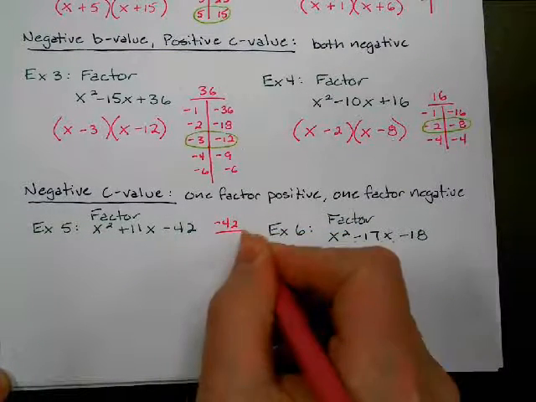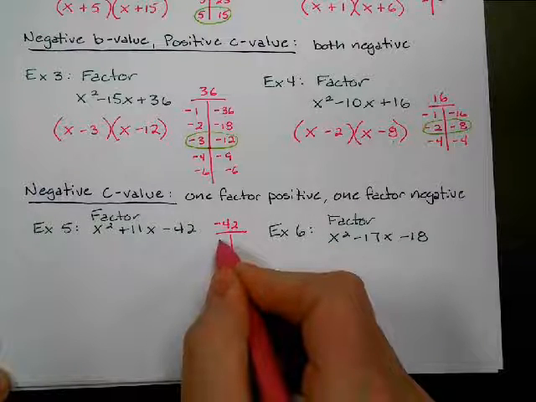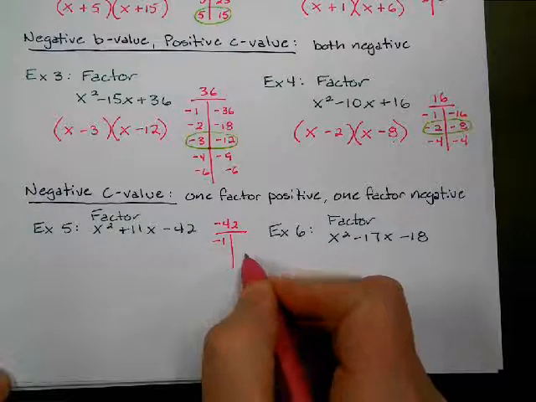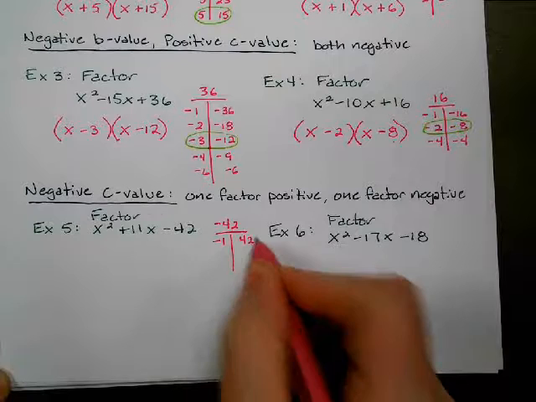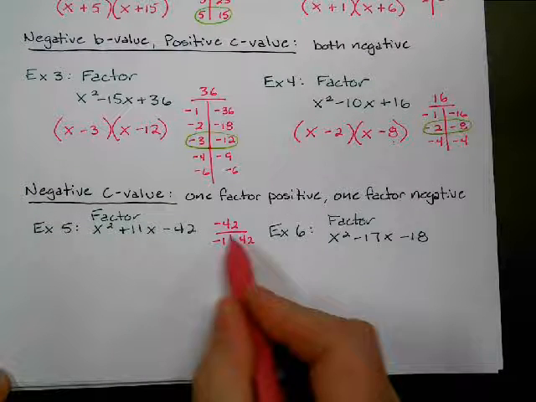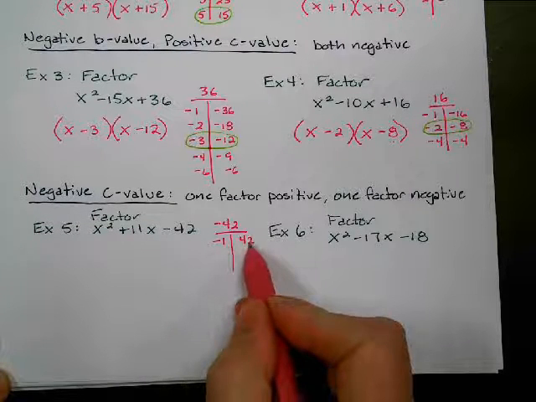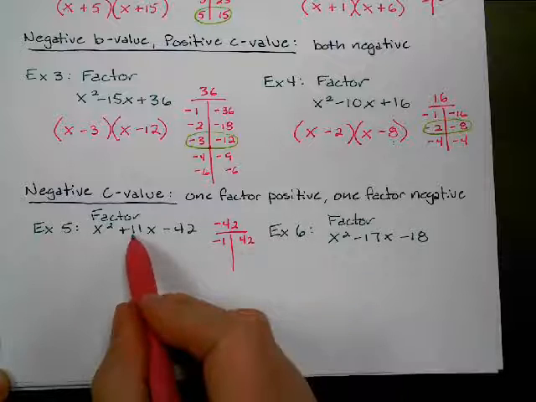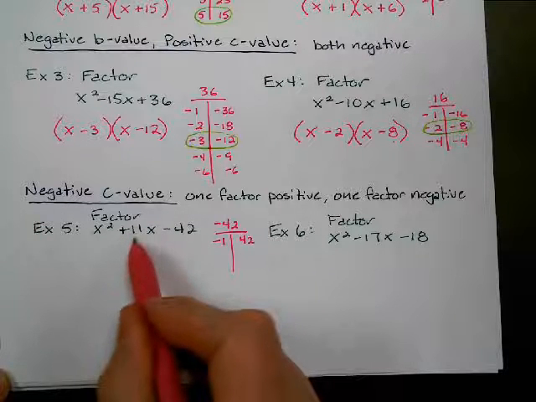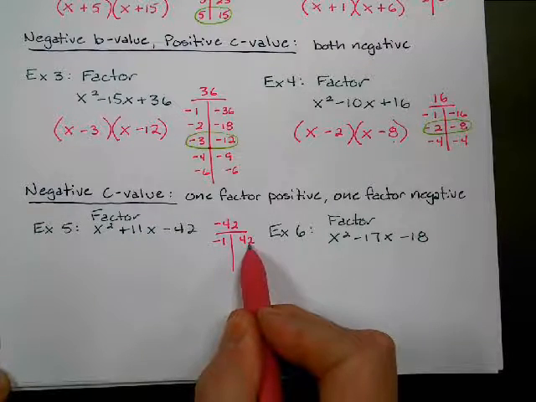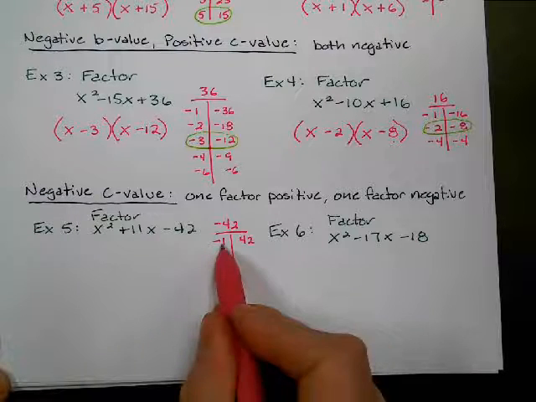Now my smaller number has to be negative, and my bigger number has to be positive, because they're multiplying and give me negative 42, but these two are adding together and giving me positive 41. Now that's not the 11 that I want, but it's got the right sign. It's a positive sign, right? Because negative 1 plus 42 is positive 41.